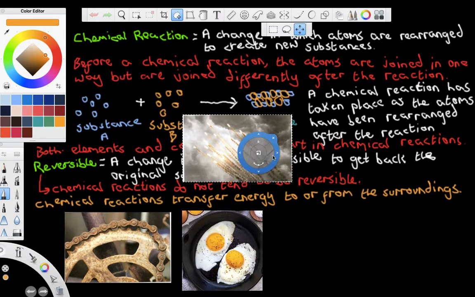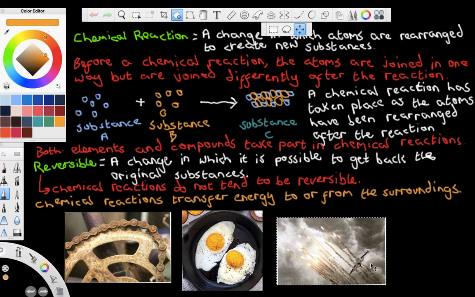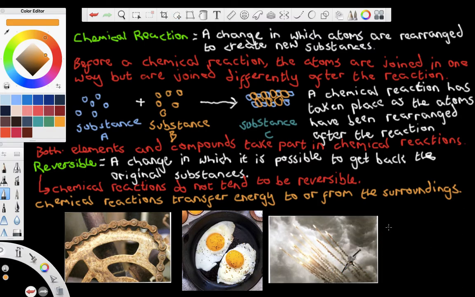Okay, so a chemical reaction is a change in which atoms are rearranged to create new substances. Before a chemical reaction, the atoms are joined in one way, but after the chemical reaction, they are joined differently. For example, you could have substance A and substance B, which once they're reacted together in a chemical reaction, form substance C, which is joined together differently to how they were before the reaction.